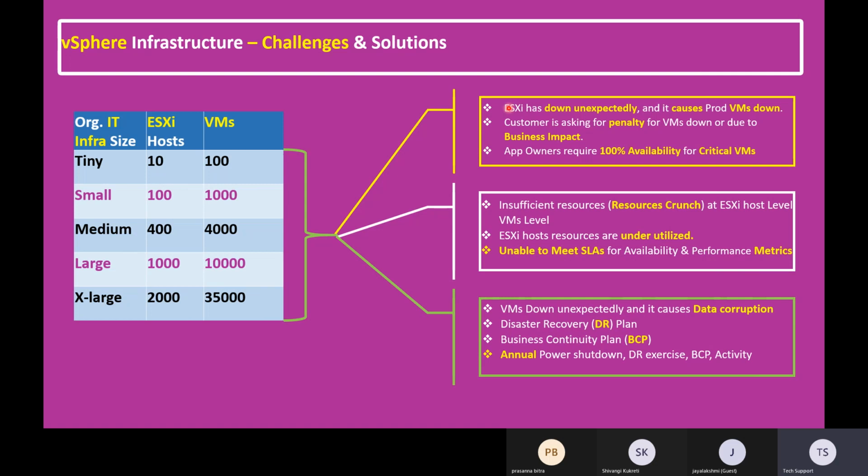So let's talk about the first challenge. An ESXi host goes down unexpectedly and it causes production VMs to go down. So what is the solution to reduce the downtime for the virtual machines? And the customer is asking for a penalty for virtual machines being down, due to business impact. Obviously, if virtual machines are down for some time, definitely we have to provide some penalty to the customer.